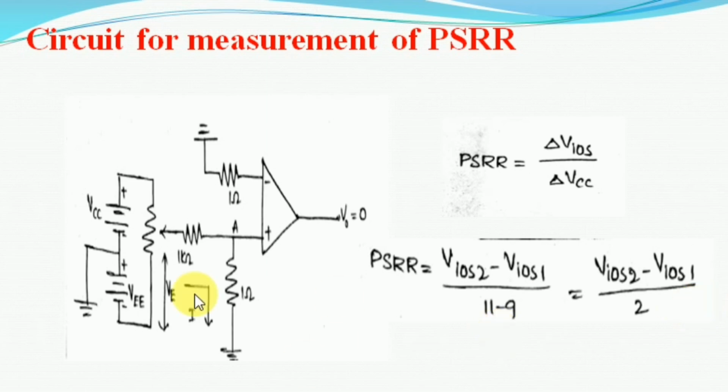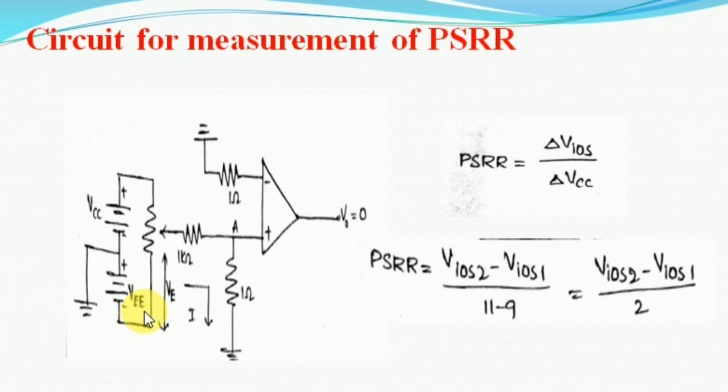Here we have to maintain the constant VEE value, that is minus 10 volts. So this is the procedure for calculating the PSRR value by maintaining VEE constant and VCC variable. Similarly, we can calculate the PSRR value by maintaining VCC constant and VEE variable. Repeat the same procedure and we will get the same value. So this is how to measure the op-amp parameter, that is the power supply rejection ratio.